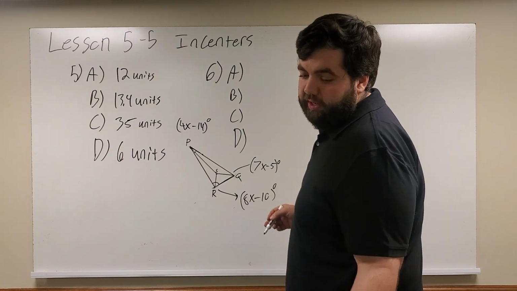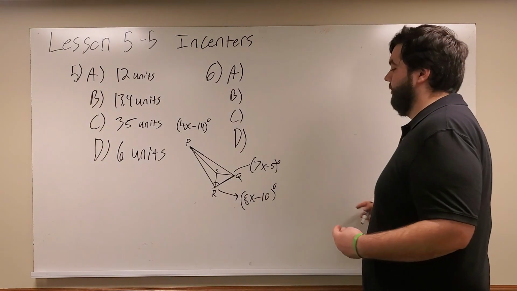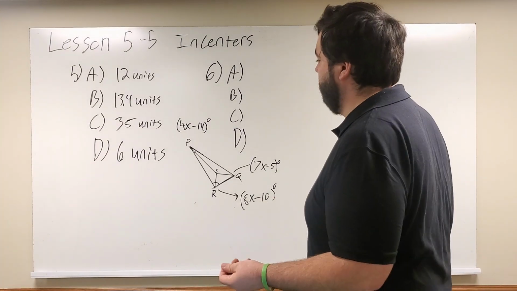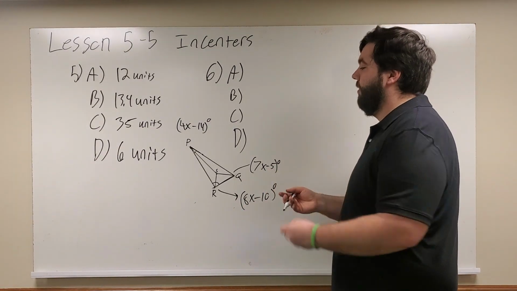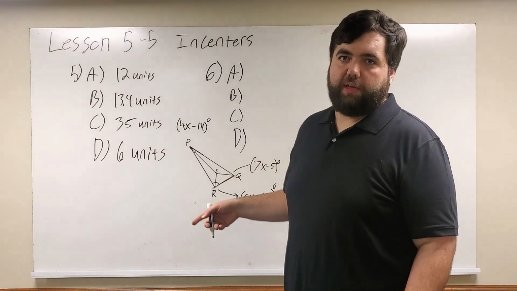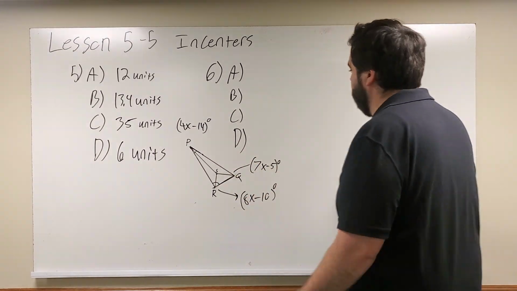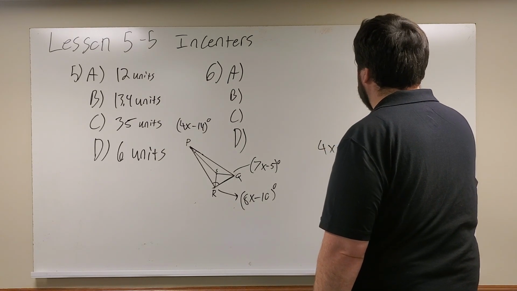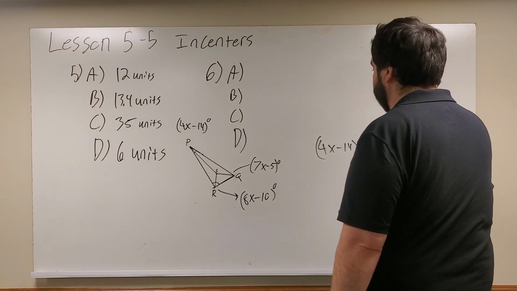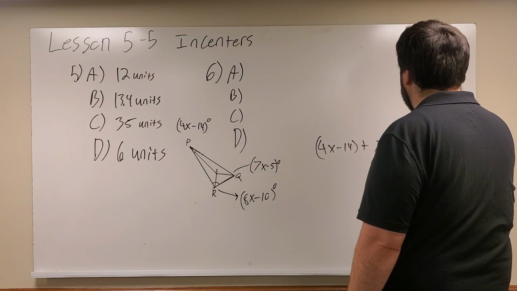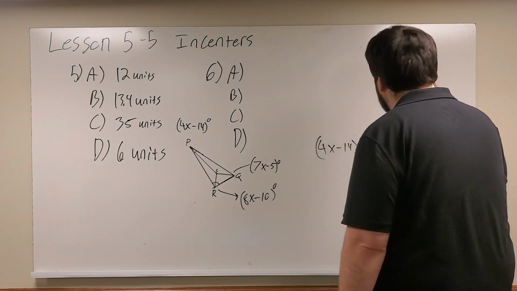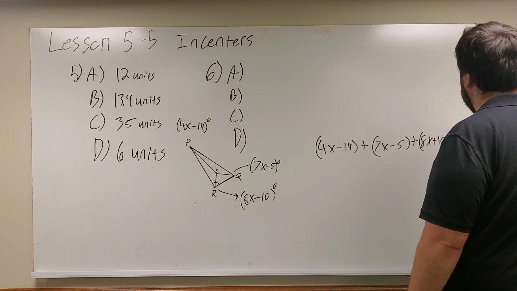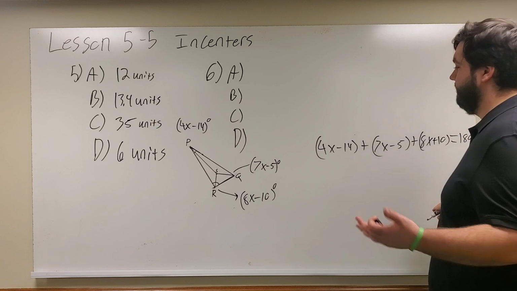Find each angle. So first thing we have to do, solve for x. Well, how do we do that? Luckily we know that if you add up all the angles of a triangle, you get 180. So you get 4x minus 14 plus 7x minus 5 plus 8x minus 10 is equal to 180.